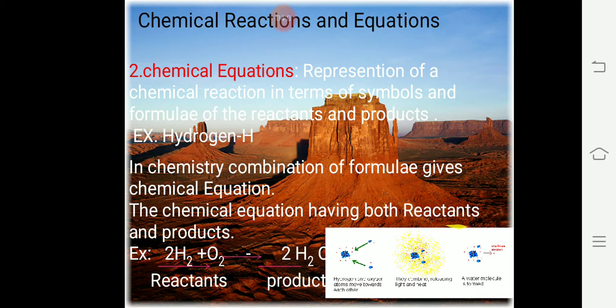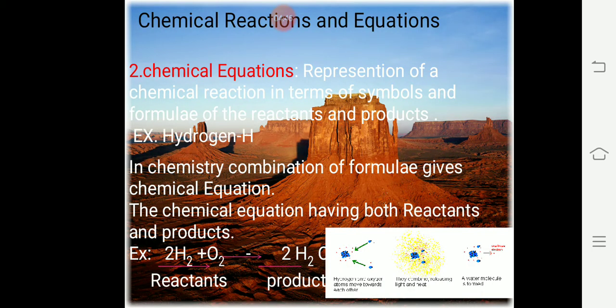What is meant by reactants? Reactants are the molecules or atoms which undergo chemical reactions. Here H2 and O2 are the reactants. And what is meant by product? A new substance formed when a chemical reaction occurs is called the product. There is one arrow mark: the left side indicates the reactants and the right side indicates the products. This is about the chemical equation.